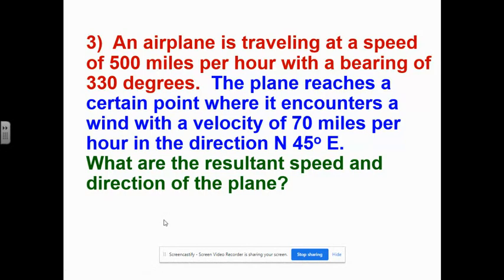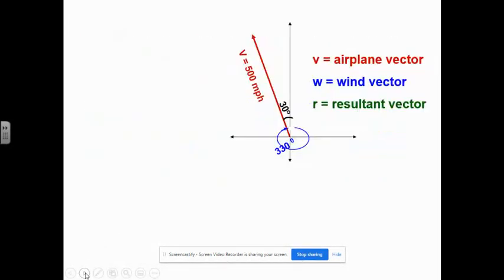So there's several parts to this. You need a plane vector, you need a wind vector. For the resultant, you need to add the plane vector to the wind vector. And when you get your resultant vector, you will then find its magnitude for the speed and use your tangent formula to find the direction.